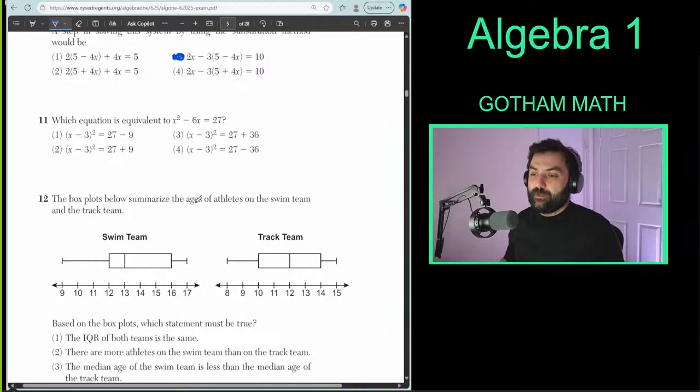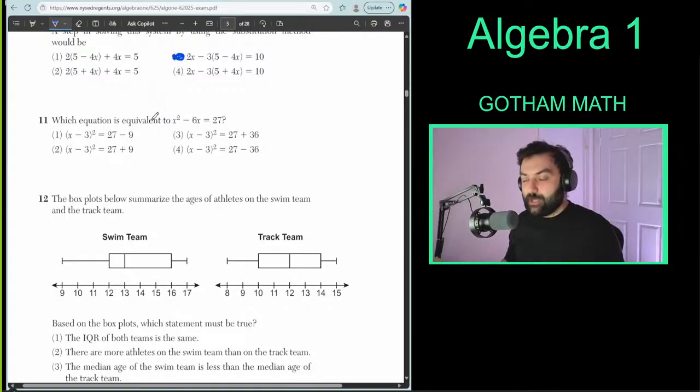Which equation is equivalent to this? All right, so shortcuts. You can graph everything, and the ones that give you the same graph will be the answer. So you can do that, or you actually can just know how to do it.